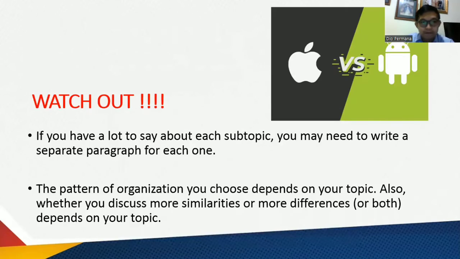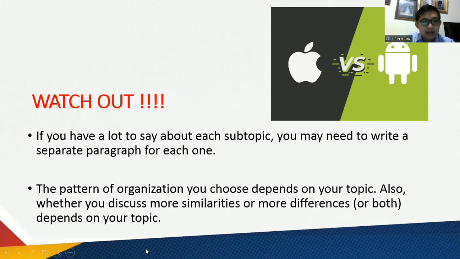Okay. So there are two considerations that you should note here. First, if you have a lot to say about each subtopic, you may need to write a separate paragraph for each one. This is related to point by point organization. If you have a lot of subtopics that you will explain to your reader, it is better to make it in different paragraphs. If you have five subtopics, it is better to use five paragraphs.